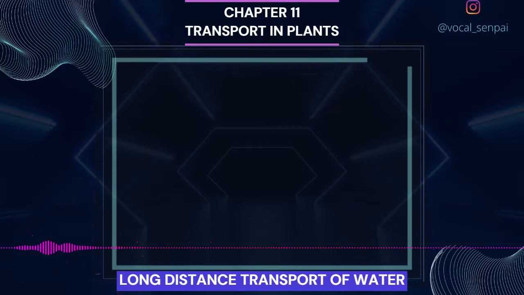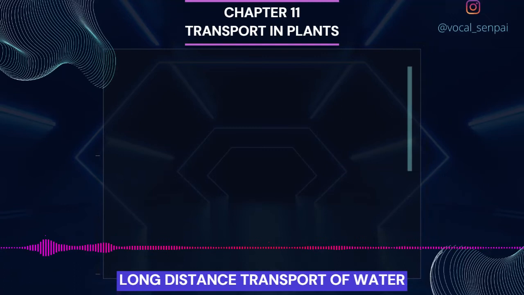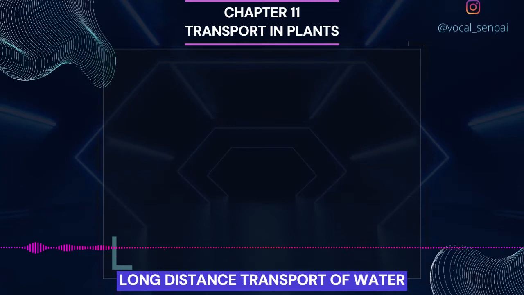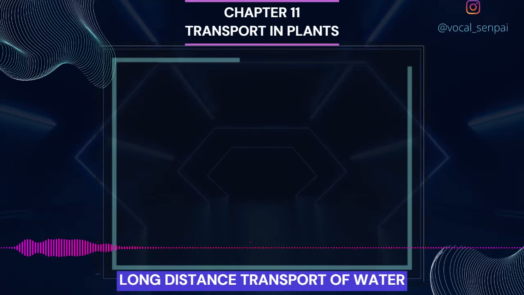Mass flow is the movement of substances in bulk or en masse from one point to another as a result of pressure differences between the two points. It is a characteristic of mass flow that substances, whether in solution or in suspension, are swept along at the same pace as in a flowing river. This is unlike diffusion, where different substances move independently depending on their concentration gradients.